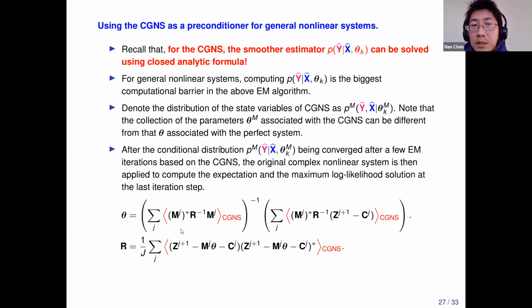Then we can do this weighted regression method. So in this weighted regression method, all these terms will be based on the original system. But the weights, or this distribution, will come from the constrained Gaussian preconditioner. So you don't need to worry about doing iterations based on the original system. You just need to do the iterations based on the conditional Gaussian system to find these weights. Then you do just one-step regression with the weights given by the conditional Gaussian system.